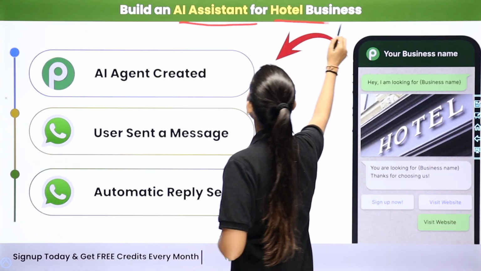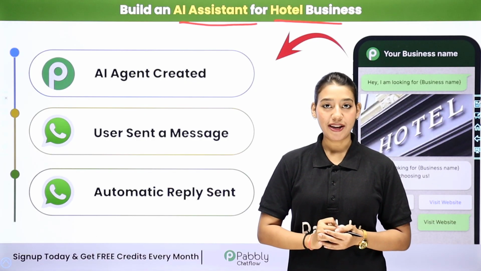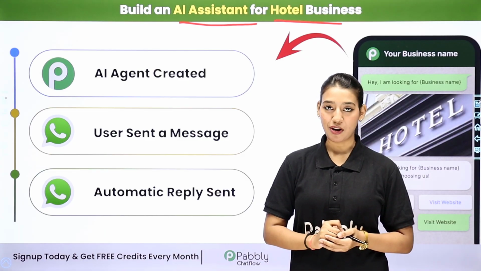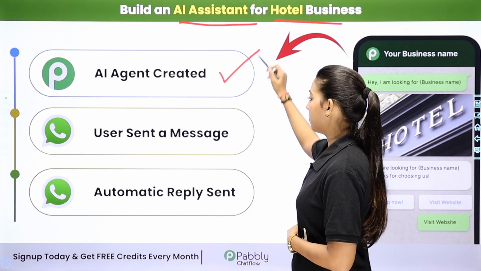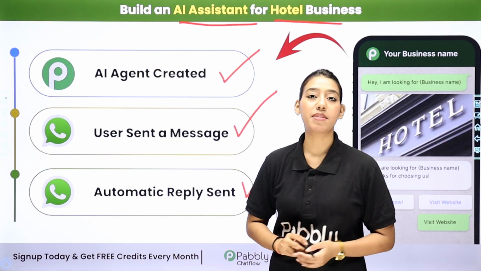In today's video we are going to learn how to build an AI assistant for your hotel business. If you run a hotel, then manually responding to all the queries related to pricings and room availability can be a very time-consuming process. So with the help of Pabbly Chatflow, we are going to create an AI assistant which will respond to all of these queries and automate this whole process on our behalf.